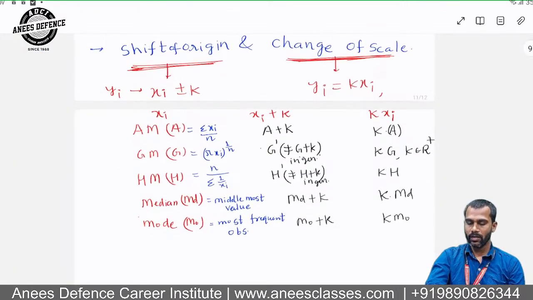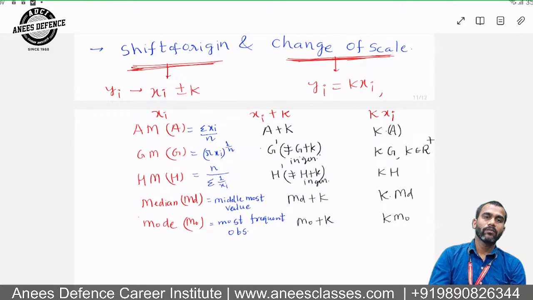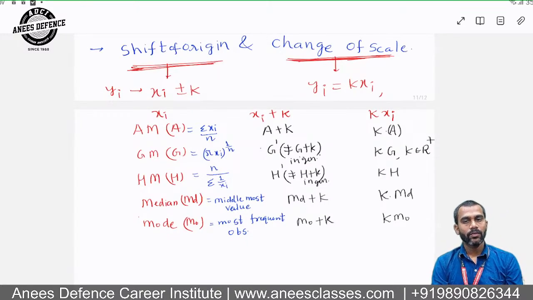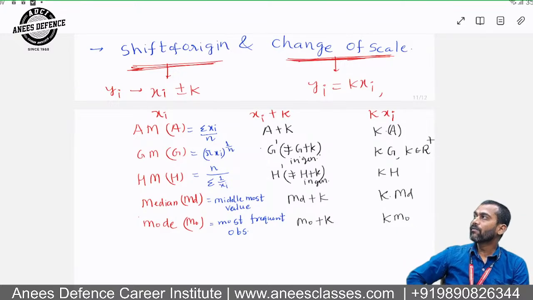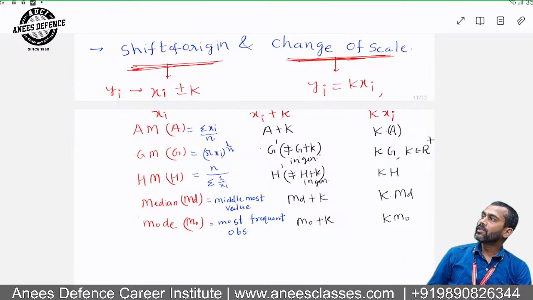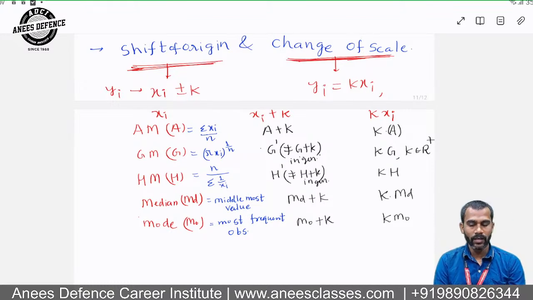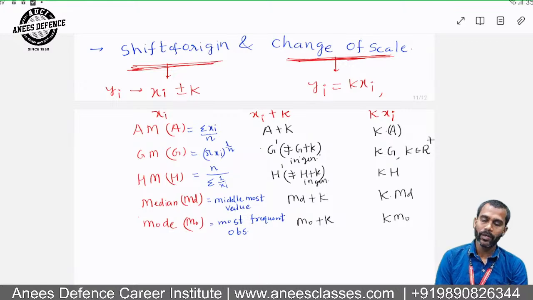Direct question they ask in the exam. Please note it down. So if you see the third column, change of scale, you can clearly see if you multiply each and every observation, AM, GM, HM, median, and mode, all these 5 measures of central tendency will be multiplied by k. Yes or no? That is what you can remember.